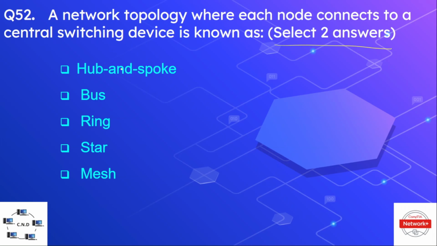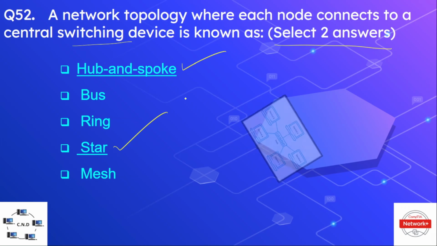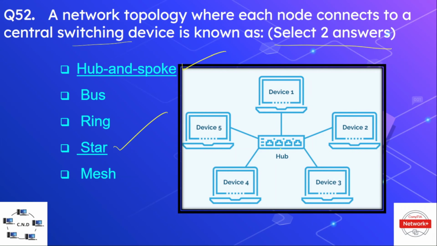Question number 52 is that a network topology where each node connects to a central switching device is known as, we have to select 2 answers, and the options are hub and spoke, bus, ring, star, and mesh. And the correct options are hub and spoke and star. So in hub and spoke and star, the nodes are connected through a central switching device, which is most often known as the switch, or in old days this device was also known as hub. So this is the visual or picture of this star topology, where there is a central hub or a network device and the nodes are connected through this central hub.